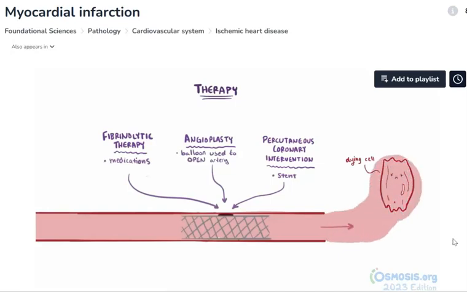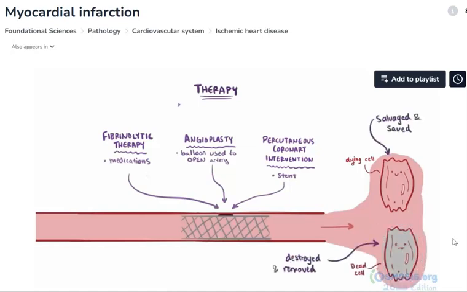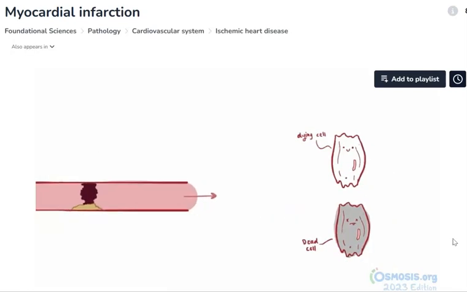If early enough following blockage, some of these cells that haven't entered into the irreversible stage can be salvaged and saved, while the others will be destroyed and removed. This can improve both short-term and long-term function as well as prevent further damage and reduce the overall zone of necrosis. Now, an important complication of re-establishing perfusion, or reperfusion therapy, is reperfusion injury, where tissue is damaged by returning blood flow. And this is thought to happen because of a couple mechanisms.